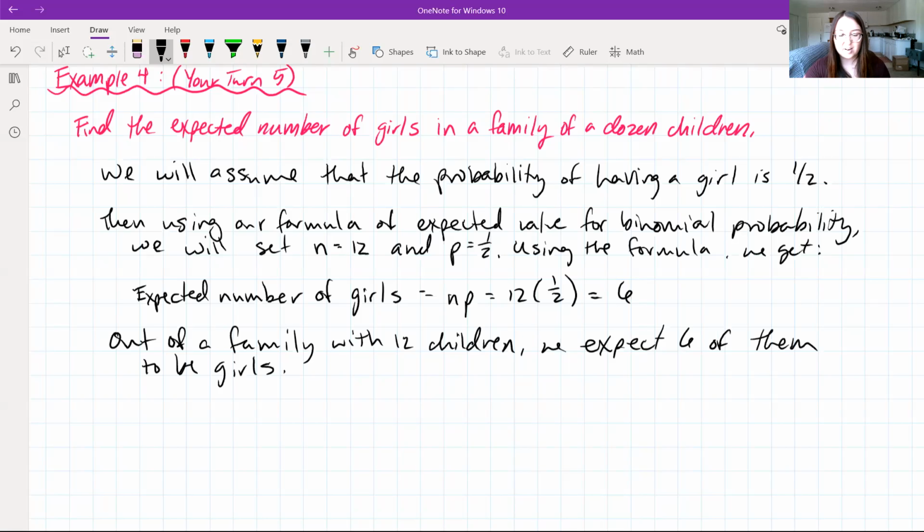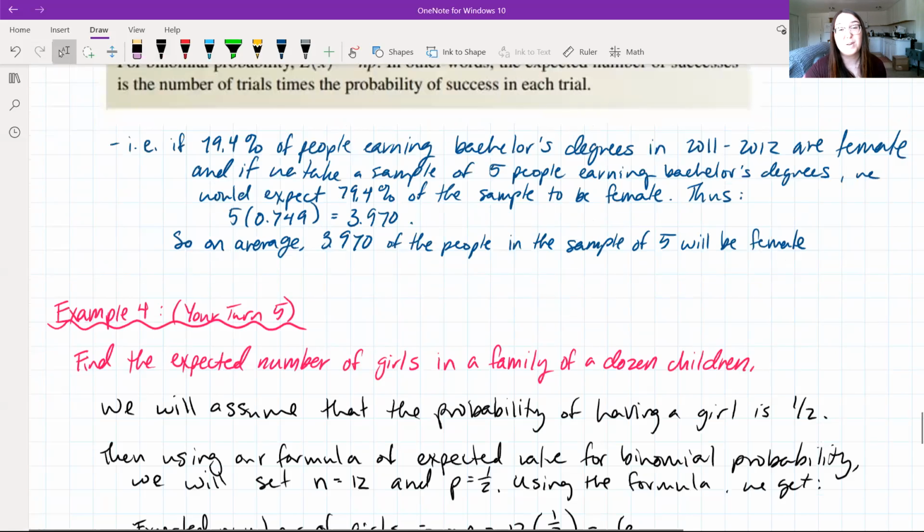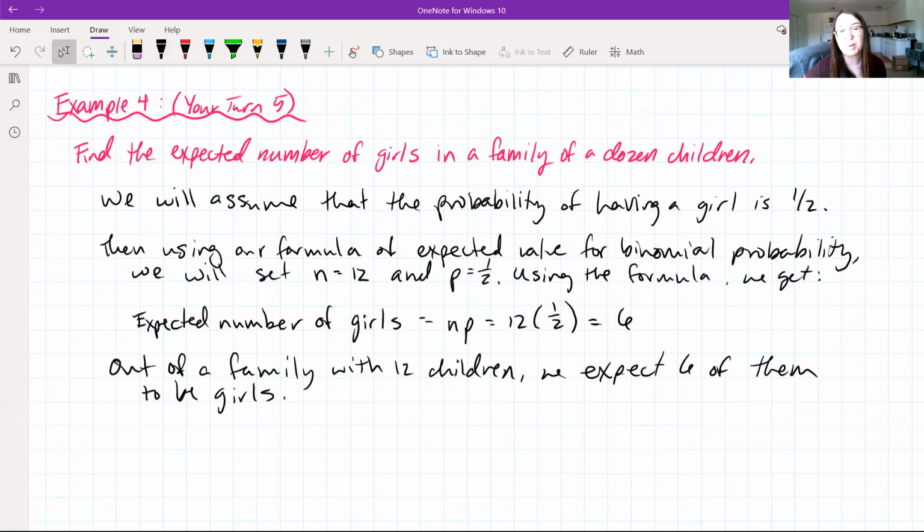So our definition of expected value for binomial probability is very straightforward. It's pretty much the probability of success, or the probability of whatever we want, times a number of trials, or in this case, a number of children. So if we know that having a girl is about 50% or 1/2, there's 12 children, 1/2 times 12, 6. So we would say on average, there should be 6 girls in a family with 12 children.